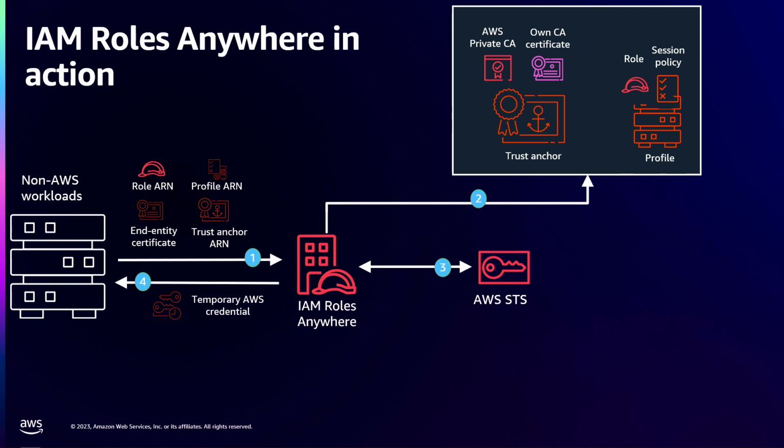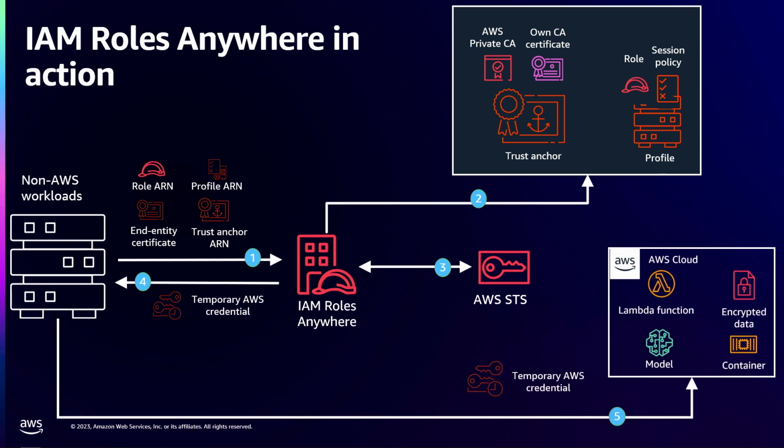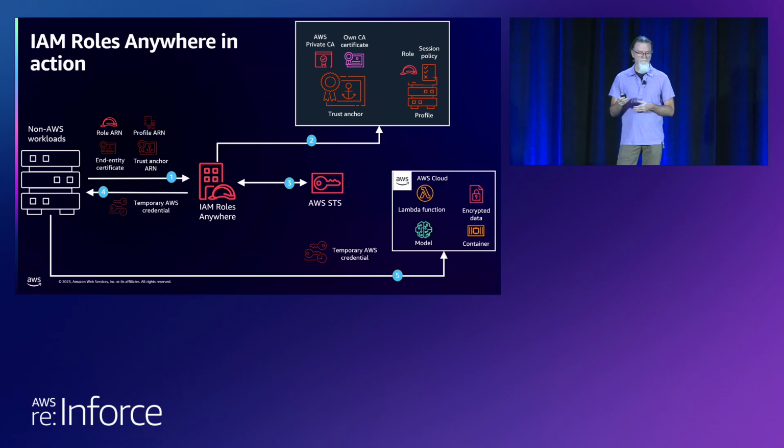And there are a couple of different mechanisms. You can configure the SDK to use the credential helper, but ultimately it's transparent, and the SDK can then call any other AWS service. If you need to write data to S3, invoke a Lambda function, use KMS to encrypt or decrypt data, et cetera.